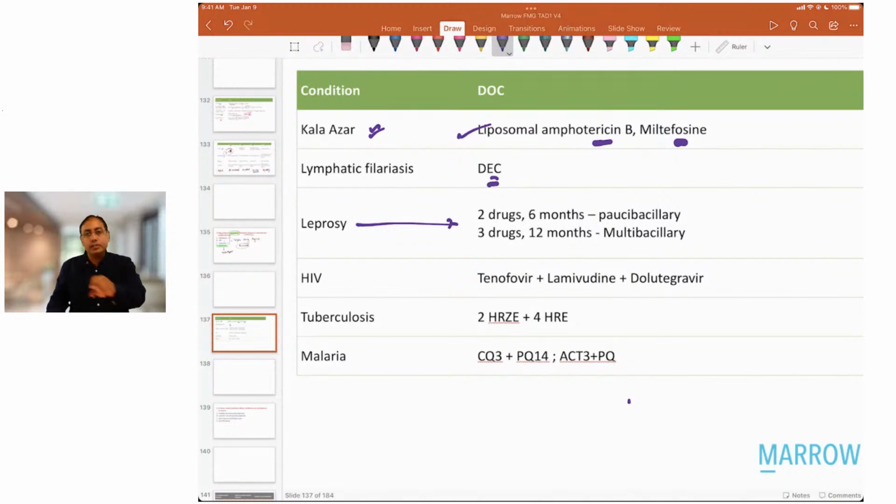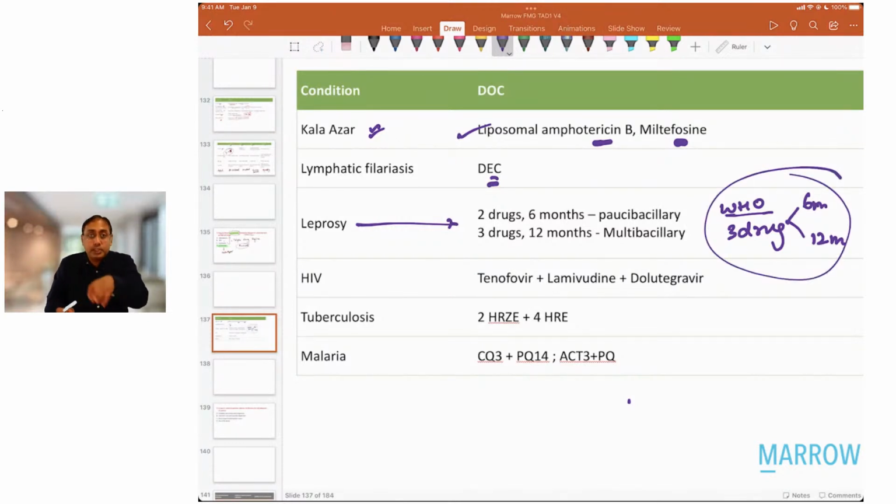In NLEP there are 2 drugs for 6 months for paucibacillary, and 3 drugs for 12 months for multibacillary. The WHO regime gives 3 drugs for 6 months in paucibacillary and 12 months in multibacillary. But this is the WHO regime. If the question asks for the WHO regime, then you mark WHO. I would always recommend that if the question is general, asking what treatment we give for leprosy, then mark the NLEP regime: 2 drugs for 6 months and 3 drugs for 12 months.